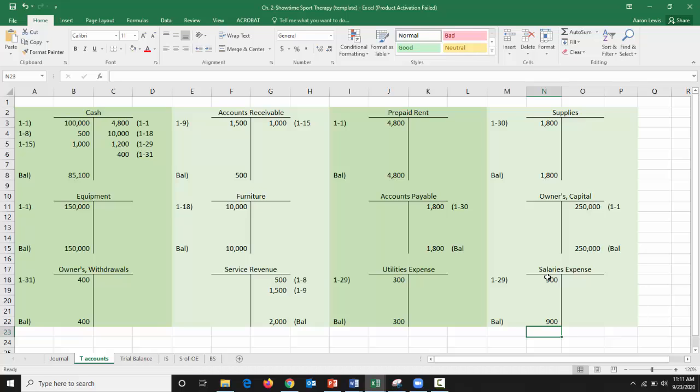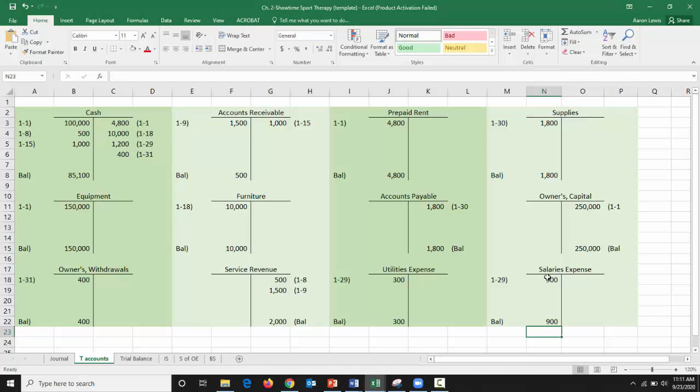And with that, we have the balance of all of our accounts. Our company has $85,100 in cash. People owe us $500. We still have $4,800 worth of advance payment for rent on the books. We have $1,800 worth of supplies. We have $150,000 of equipment and $10,000 of furniture.